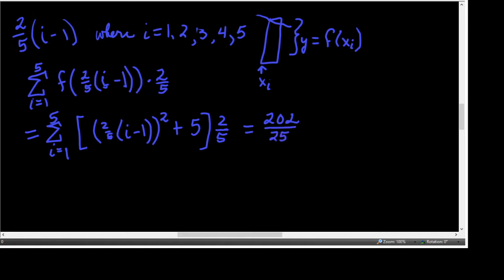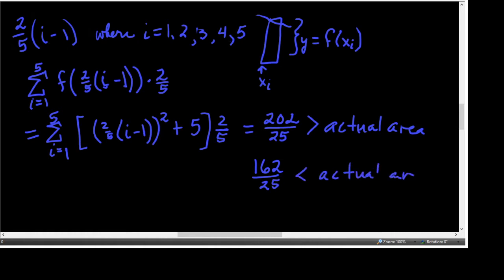And this result, as you can see from the picture above, is too big. So this is greater than the actual area that we're looking for. And our earlier answer, which was, let me look back at that, 162 over 25, is smaller than our actual area, which means that our actual area lies between these two values.